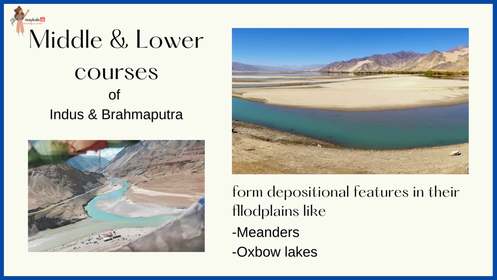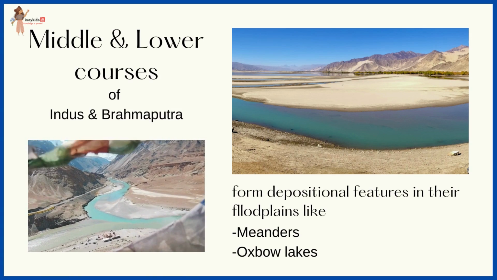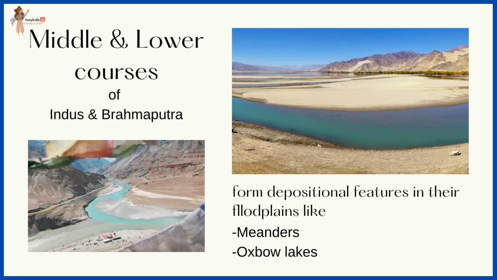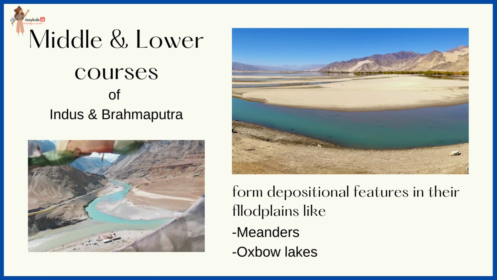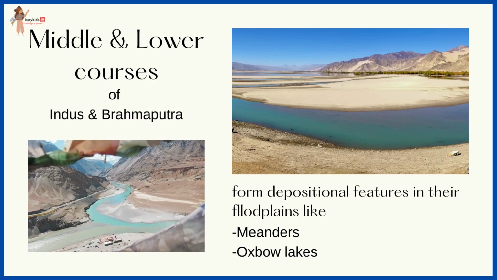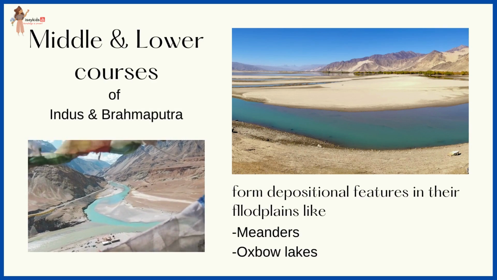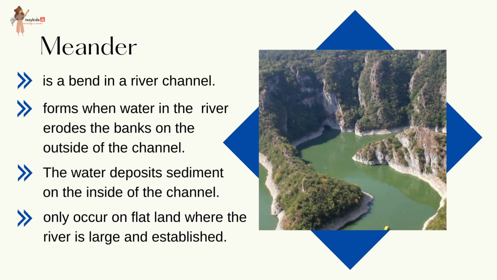In the middle and lower courses, these rivers form meanders, oxbow lakes, and many other depositional features in their floodplains. Let's go through the terms meander and oxbow lakes quickly here. A meander is a bend in a river channel. Meanders form when water in the river erodes the banks on the outside of the channel. The water deposits sediment on the inside of the channel. Meanders only occur on flat land where the river is large and established.